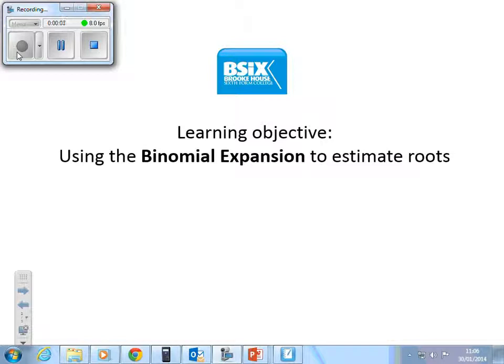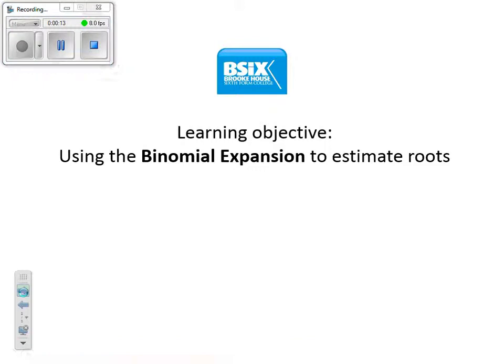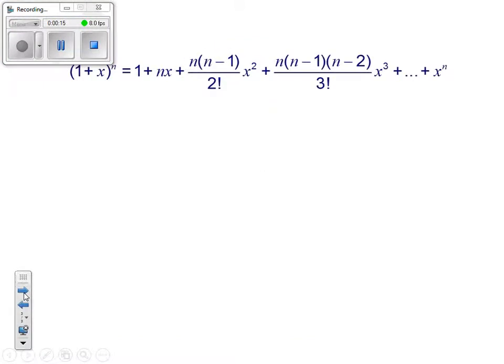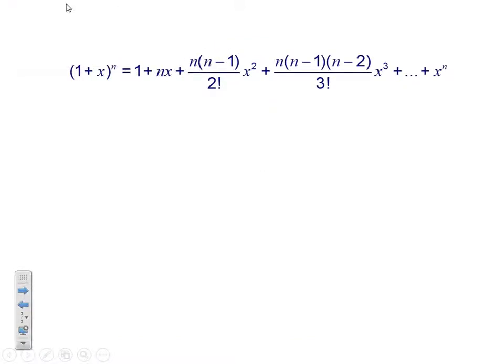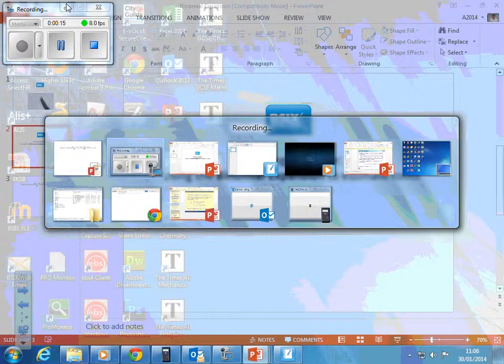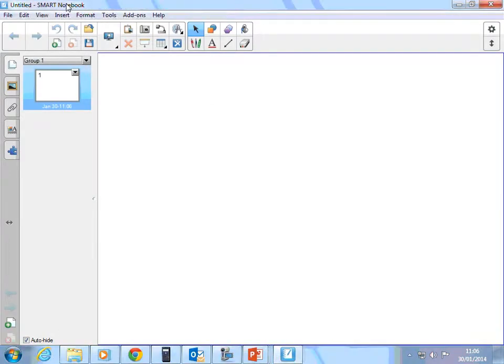Okay, so we're going to look at using the binomial expansion to estimate roots. Just a reminder, this is the binomial expansion, and we can use this to estimate roots. So let's say the square root of a non-squared number between 2-digit. So let me just ask someone to choose any 2-digit number.